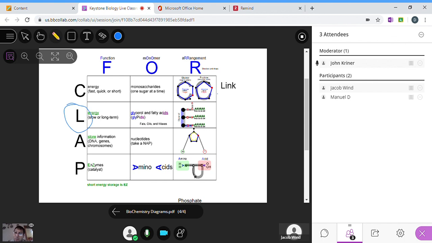That was a mouthful, but if you've been in my class, you've heard that story before. So lipids. Lipids are fats, oils, and waxes, and they can be used as energy. They can also be used as hormones. And don't forget that there's a special lipid called a phospholipid, and that makes the plasma membrane one of the most important structures in a cell.